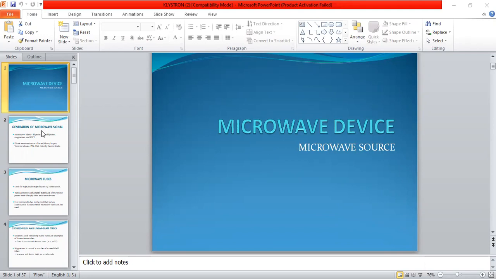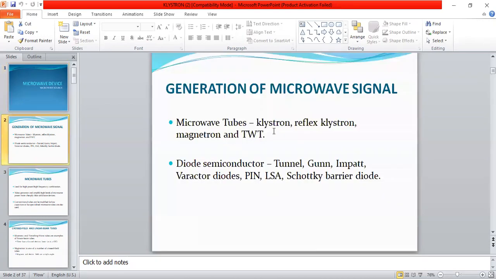And moreover, microwave power is always in watts and kilowatts power. Sometimes megawatts power also generated by the microwave devices. So coming to the generation of microwave signal. Microwave signals can be generated by using two methods, two technologies. One is microwave tubes, and the second one is semiconductor devices.